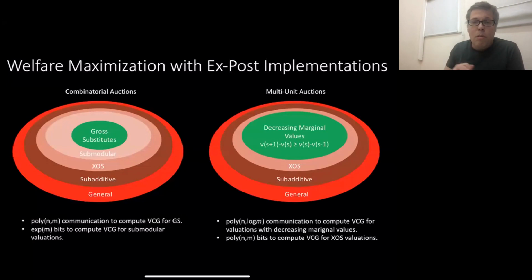The situation for multi-unit auctions is actually quite similar, except that the classes of gross substitutes and submodular valuations coincide, and they're called decreasing marginal values. So the marginal value of every item decreases with the number of items.